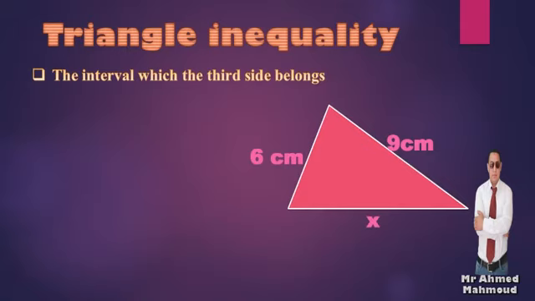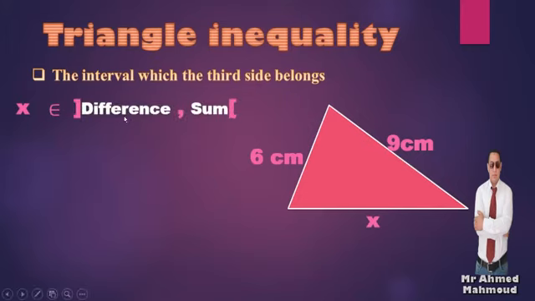This interval starts with the difference between the two sides and ends with the sum of the two sides. Like this, x belongs to the interval from the difference to the sum. The difference here means 9 minus 6, and the sum here means 9 plus 6. So x belongs to 9 minus 6, comma 9 plus 6. 9 minus 6 equals 3, and 9 plus 6 equals 15. So the third side lies between 3 and 15. Okay, the third side can't equal 3, can't equal 15, but it can be any number between 3 and 15. Okay, and this is the rule. We can find the interval that includes the third side.